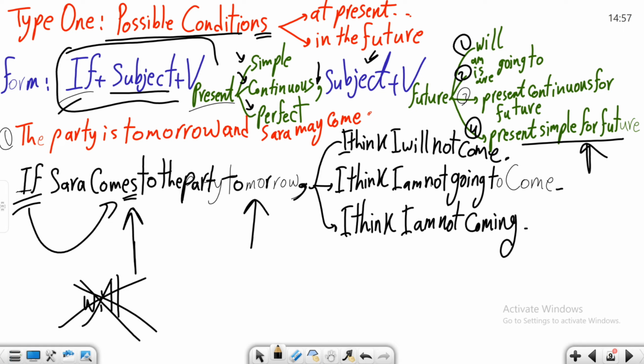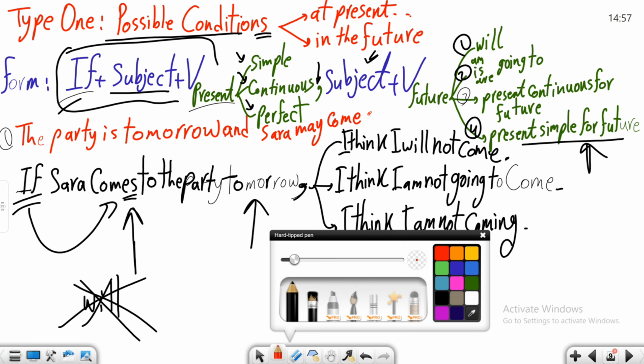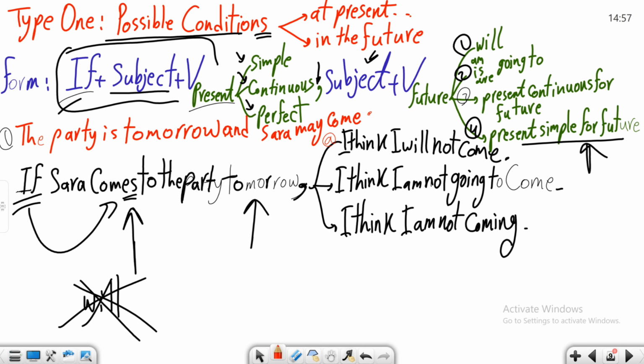Now we continue. If Sarah comes to the party tomorrow, I think I will not come. So if I say, if Sarah comes to the party tomorrow, I will not come, here I am telling my friend that maybe me too will not come. I am not 100% sure. And I would like to remind you that we use will when we are not sure of the action in the future, or we take the decision at the moment of speaking, spur of the moment, or we call it spontaneous decision. So I am angry now, and I take the decision now.